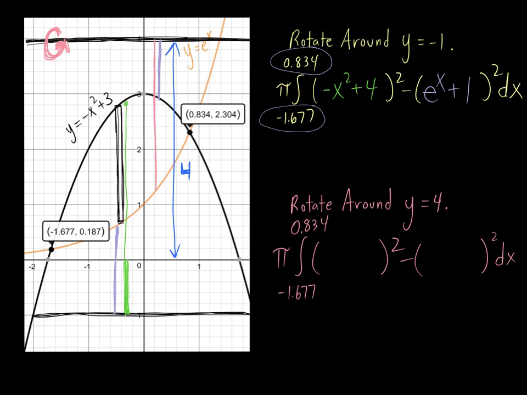So this red line right here, my big radius, is 4 minus this distance right here, which is from the x-axis up to the orange graph, which is just e to the x. That's why we've been practicing naming these distances. So would you agree, hopefully you will, that this pinkish arrow, which is the big radius, is 4 minus the orange function, or 4 minus e to the x.